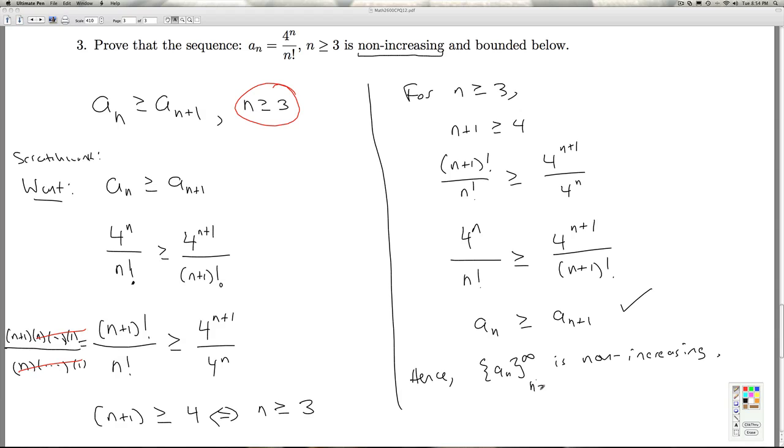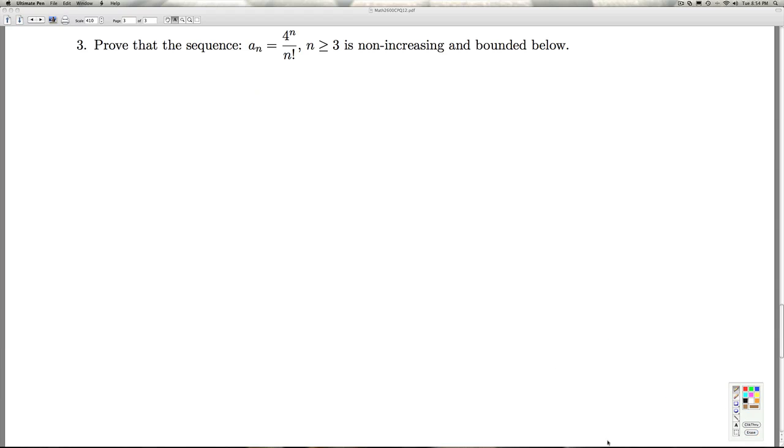All right, so there's that. Now I'm asked to show it's bounded below. Okay, so what does it mean to be bounded below? So I look at my a_n, and what I need is some real number m so that a_n is always bigger than or equal to m for all n under consideration, bigger than or equal to 3.